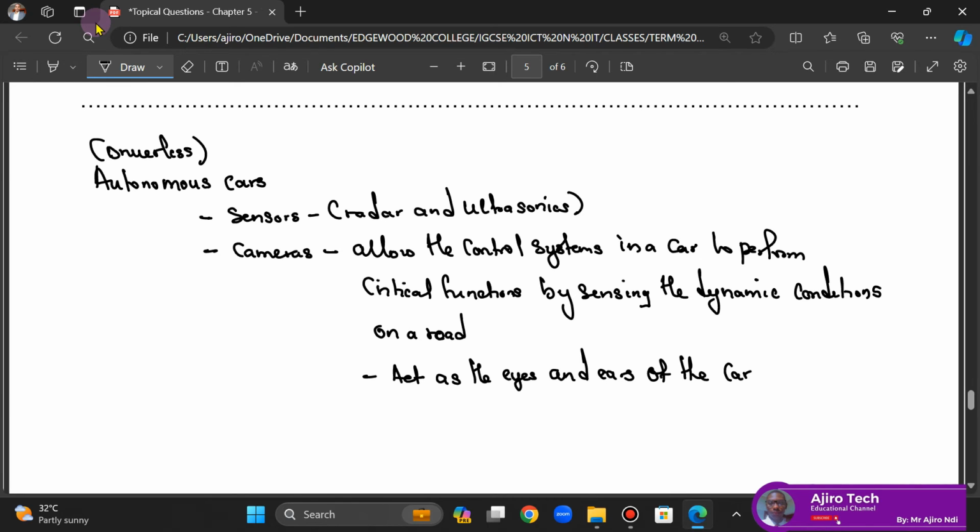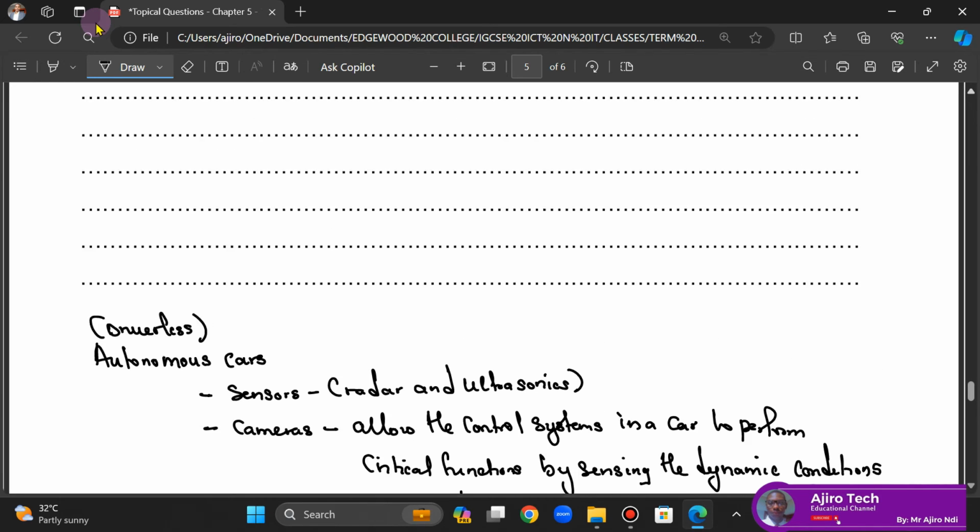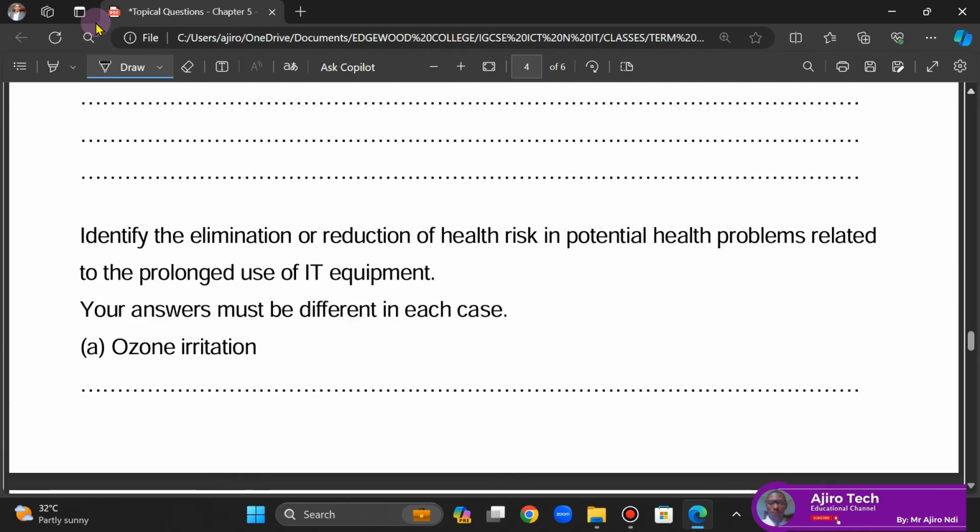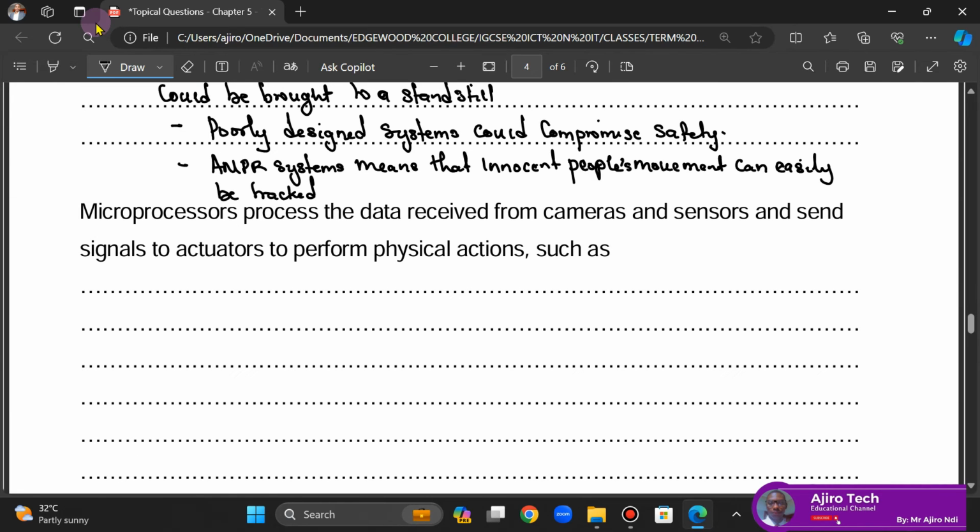Now the microprocessor here will process the data received from the sensor and the camera, before it sends it to the actuator, which will perform a physical action. The microprocessor is going to receive it and look at it, and check the preset values. So whenever it says red, what do you do? Whenever the traffic light says green, what do you do?